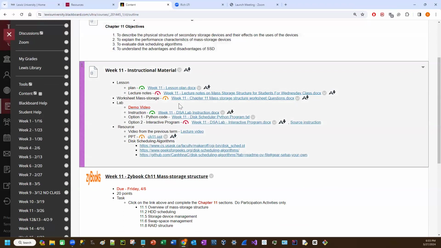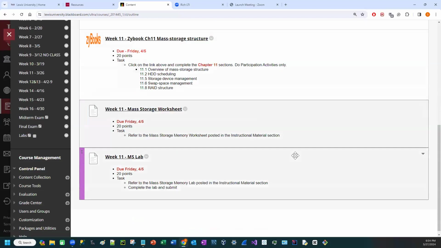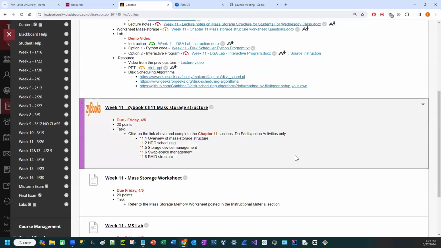In the instructional material, here is the mass storage worksheet, and then here is the lab. I posted the demo video, which I'm going to go over, so this may not be as necessary for you. This was provided for section 1, but I thought I'd give it to everybody. Here's the lab instruction, and you have options of doing 1 or 2, which I'll go over today. We'll see how time goes. We may be able to finish at 7. If not, we'll take a break at 7 and then continue right after.